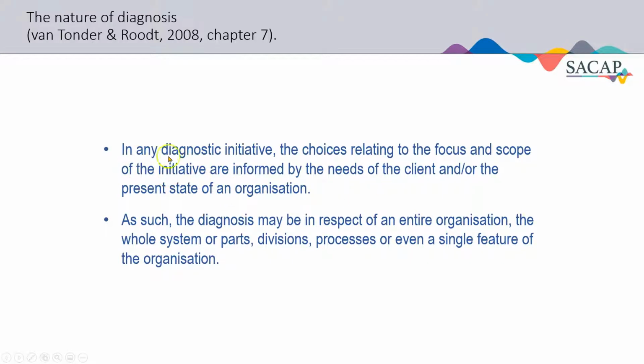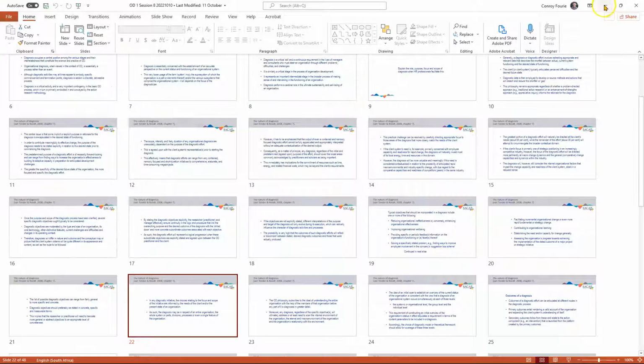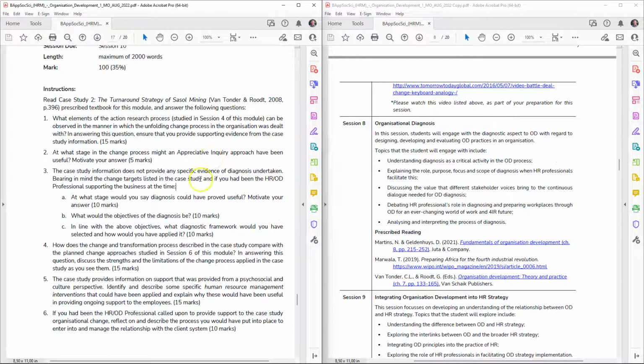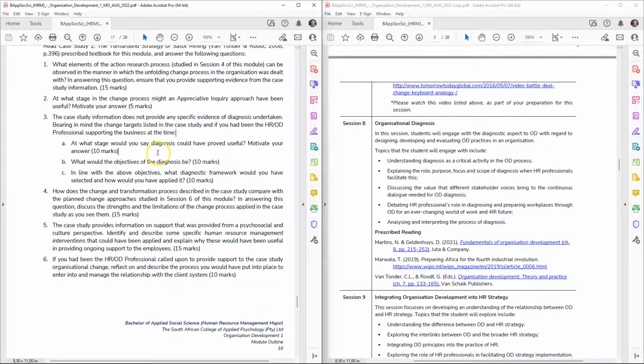Also to bear in mind in terms of the objective is that the choices relating to the focus and scope of the initiative are informed by the needs of the client and/or the present state of the organization. So you need to know the case study very well and then understand the dynamics around the role of a diagnosis and what kind of objectives you can look at. So, okay, that is the stage at which the diagnosis could have proved useful, and what the objectives of the diagnosis would be.